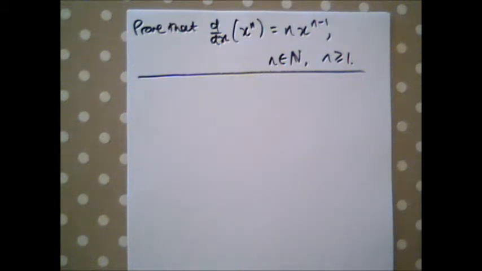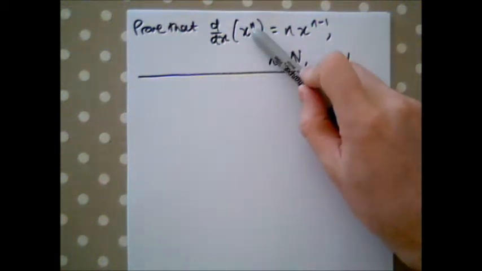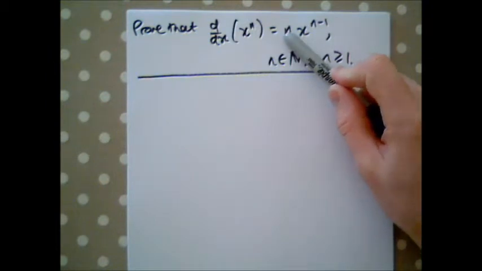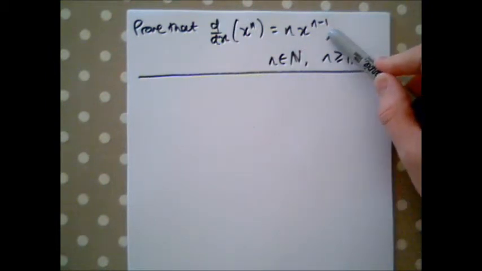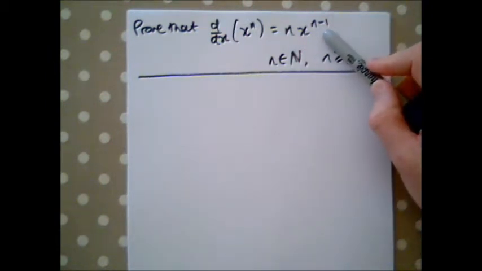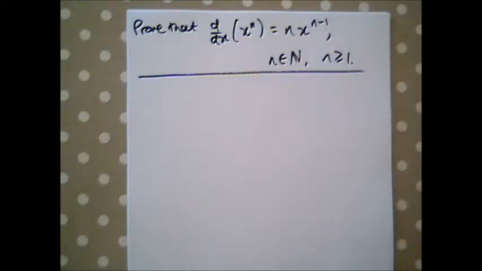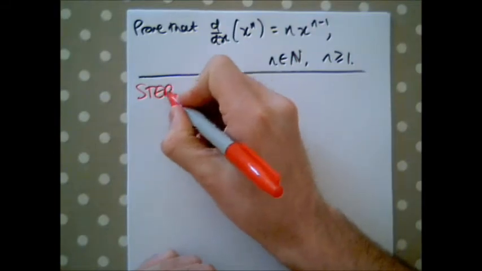So we're going to prove that when you differentiate x to the power of n, you bring the power down, so you get n times x to the power of n minus 1. You reduce the power by 1. So we're proving this law. And we prove by induction. So there's the usual 3 steps.